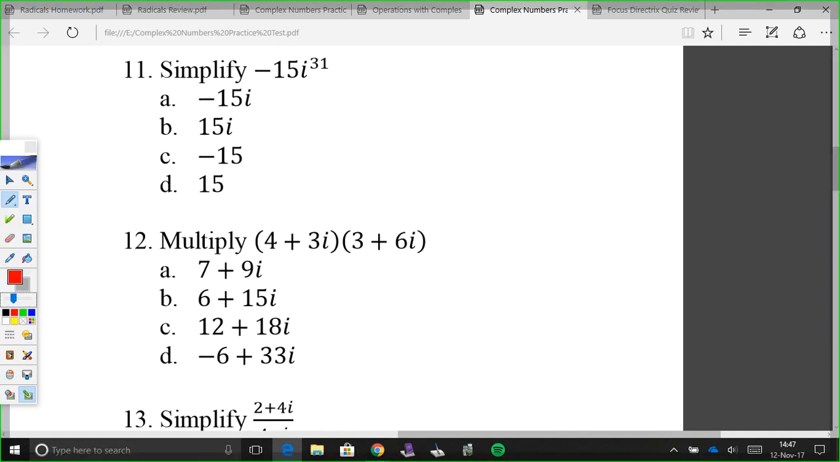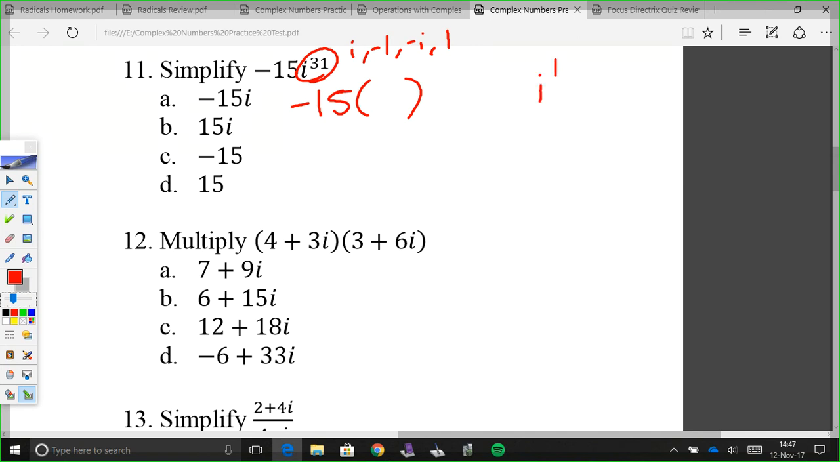All right. Number 11. All right, so I have negative 15 times i to the 31st power. So what I'm going to have is negative 15 times something. I'm going to simplify my i to the 31st power. That's a trick to this problem. Now, this can be one of 4 things. This is either going to be i, negative 1, negative i, or positive 1. I'm going to be plugging in one of those values in these parentheses. Well, which one do I use? That's the question.